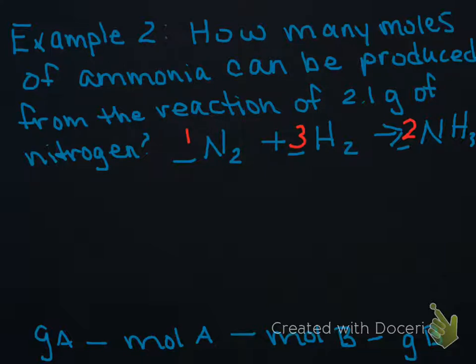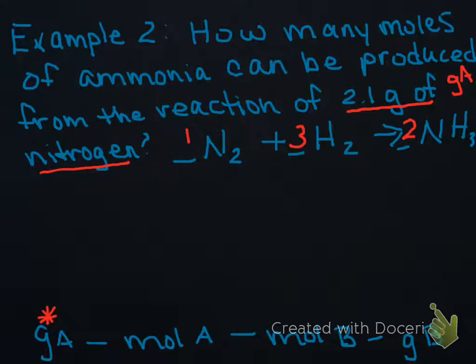Now, again, let's evaluate this problem. My given is the thing with the number by it. So 2.1, so I'm going to write given, and I'm going to remember that that's substance A. Given is substance A. So I'm starting, let's see, 2.1 grams of nitrogen. So I'm starting all the way over here on my mole map.